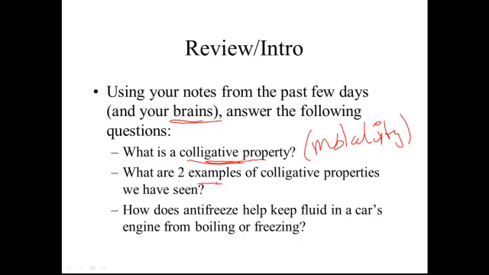A couple of examples that we've seen of colligative properties. One of them was the antifreeze in the radiator. That keeps the water from boiling and freezing by raising the boiling point and lowering the freezing point. And then another example we talked about was the salt in the water when you're cooking things. That causes the boiling point to go up instead of staying right at 100 degrees.